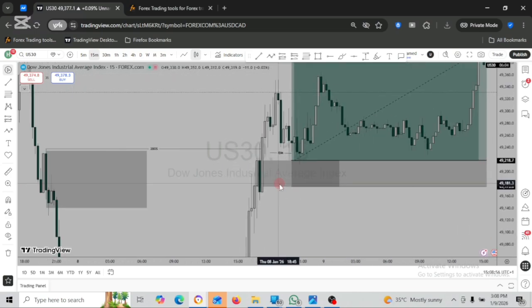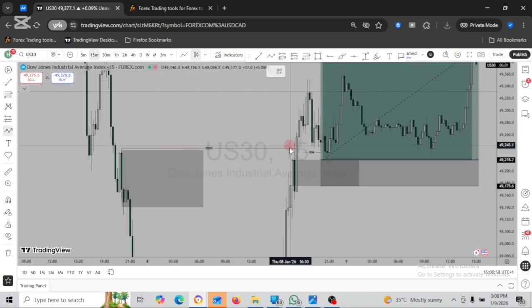Price took out the zone. Price came down and broke above the zone. When price broke above the zone, we encountered our double breakout structure, because price broke above the resistance and broke above the internal bullish structure, telling us that the buyers are strongly interested to push price above this zone.